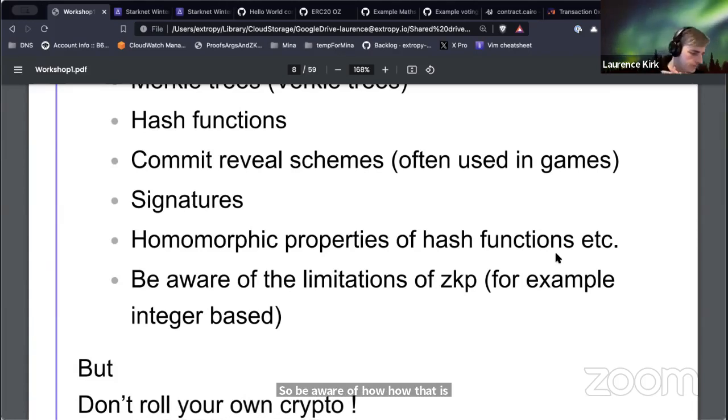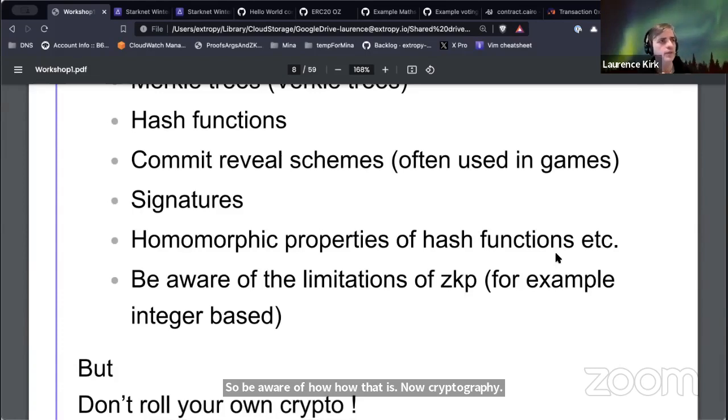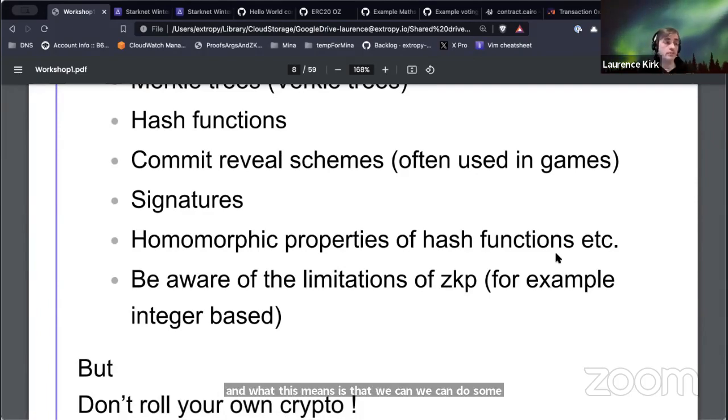Now, cryptography is obviously a complex subject, but there are some aspects of it that are pleasantly surprising. One of these is the homomorphic properties of certain cryptographic functions, such as hash functions. What this means is that we can do some simple operations, such as addition and multiplication, on data that has been either encrypted or hashed, and that can provide a meaningful result.